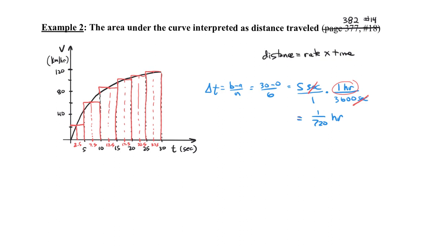Then when we multiply this times this, the units will cancel, because it's kilometers per hour times hours, which will leave us just kilometers. That gives us the distance.